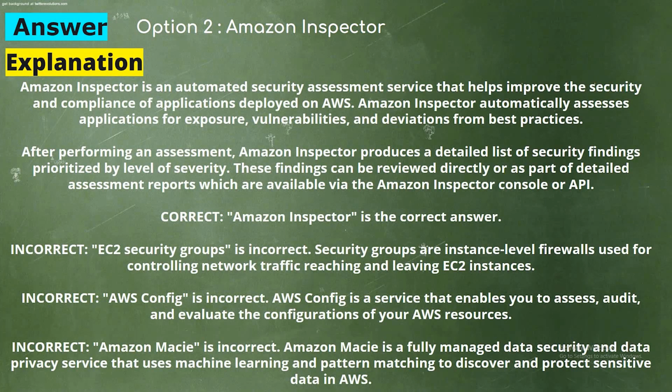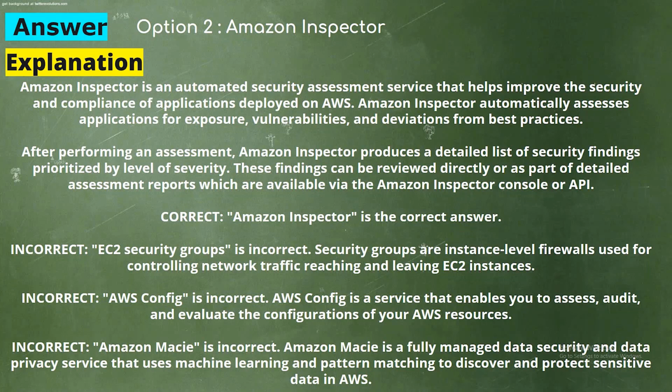Amazon Inspector is an automated security assessment service that helps improve the security and compliance of applications deployed on AWS. Amazon Inspector automatically assesses applications for exposure, vulnerabilities, and deviations from best practices. After performing an assessment, Amazon Inspector produces a detailed list of security findings prioritized by level of severity. These findings can be reviewed directly or as part of detailed assessment reports which are available via the Amazon Inspector console or API. Correct, Amazon Inspector is the correct answer.